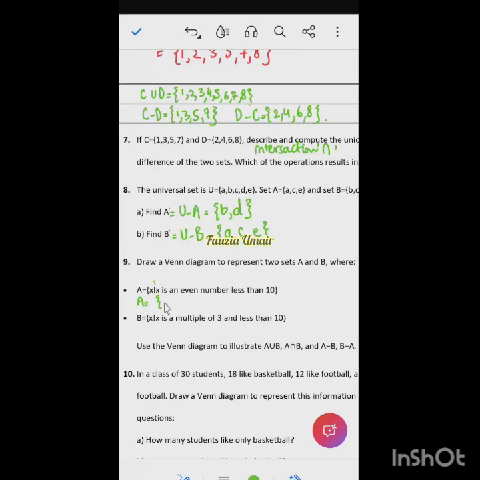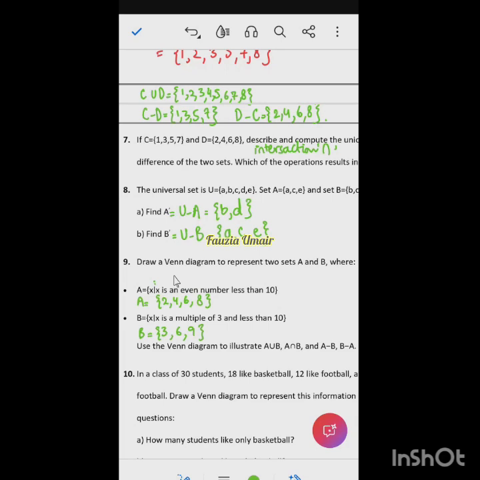Right? And what are the elements of set B? Multiples of 3 less than 10. 3, 6, 9. Right? So multiples of 3 less than 10. So 3, 6, 9. So now we need to draw a Venn diagram.